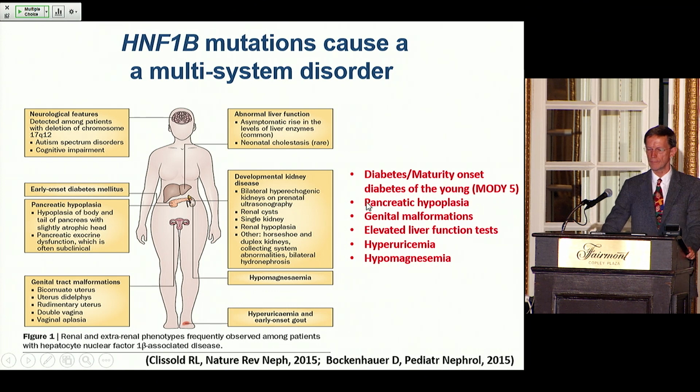They can have pancreatic hypoplasia. They can have genital malformations, which are listed down below here. They can have elevated liver function tests. They very often have hyperuricemia, like every affected in this pedigree. And they have hypomagnesemia, and of course can develop renal failure.